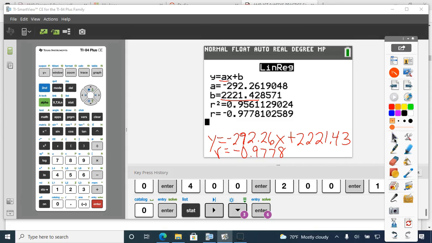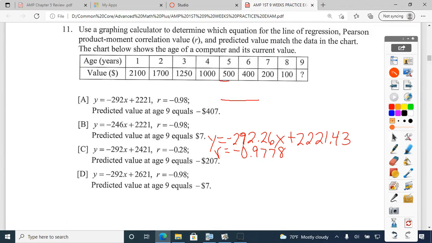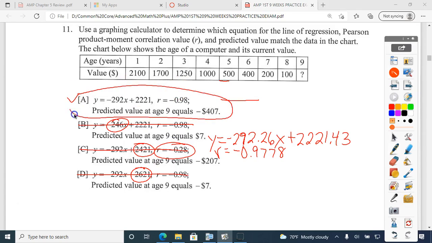So let's go back to our question. Here we go. So we had -292x plus 2221. All right, so this one's a choice. I'm not sure if it is the choice, but it is the choice so far. Okay, this one would be a no. This is wrong. This one is a no because this is wrong, and this one is also going to be a no because that one's wrong. Okay, R was also wrong on this one. So it has to be A just by process of elimination.